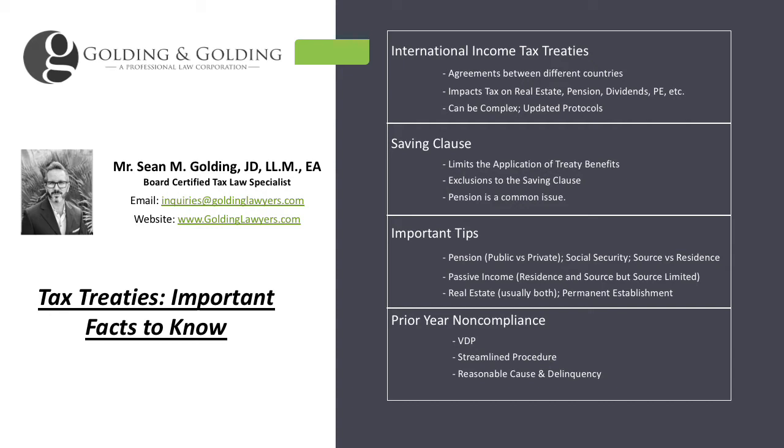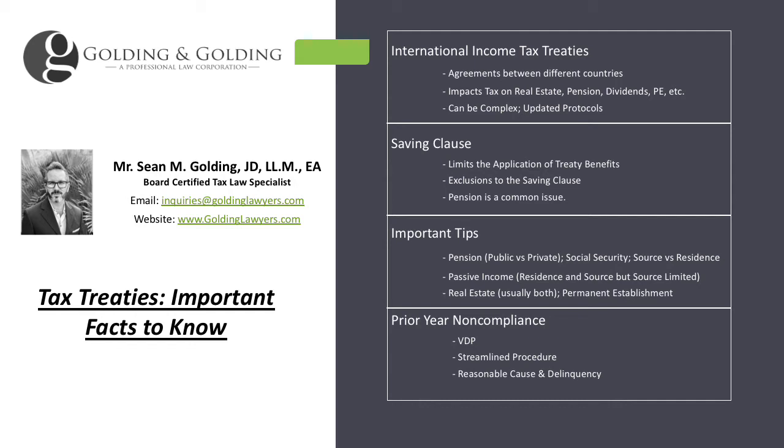There's various different aspects to the tax treaty. It normally impacts things such as real estate, pension, dividends, permanent establishment, which impacts business income, things of that nature. And as you could probably imagine just from this quick introduction, tax treaties can be very complicated. There's versions, and then there's revisions, and then there's protocols, and then there's new treaties and new protocols, etc., etc. Let's just go through some of the basics.